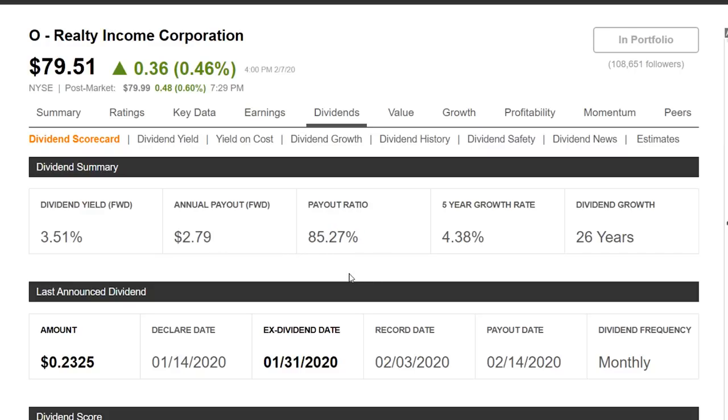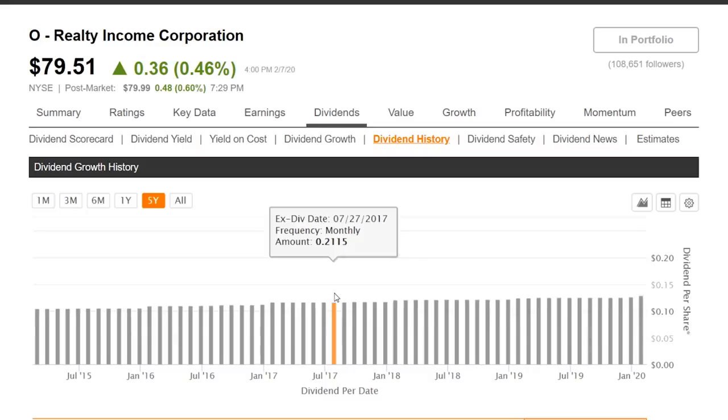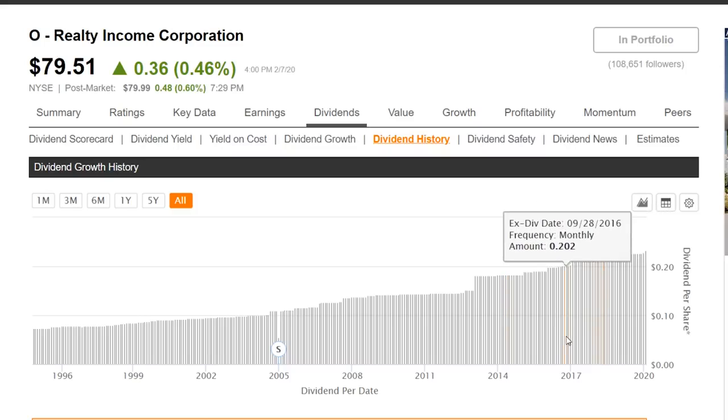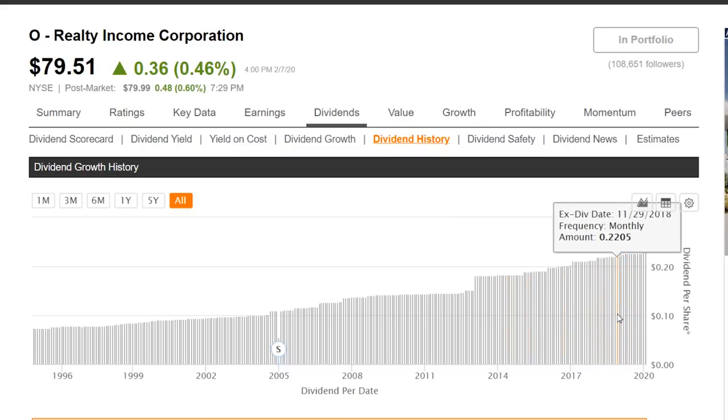This is the amount that they're paying in comparison to the amount of income they have. So with REITs, this is supposed to be around 90%, which it is. You look at the dividend history. If they have a dividend history of constantly paying dividends and raising them over time, that's a pretty important thing to have if you're a dividend growth investor.